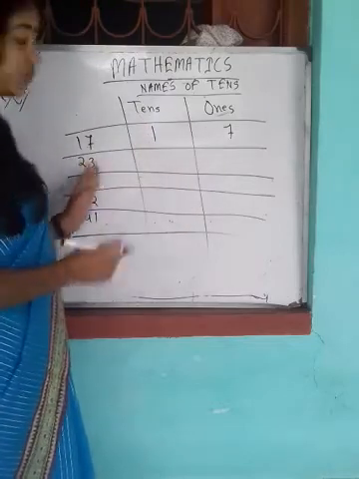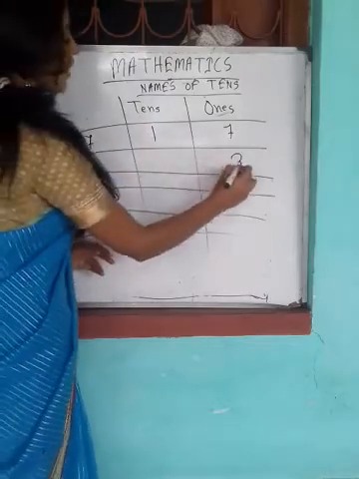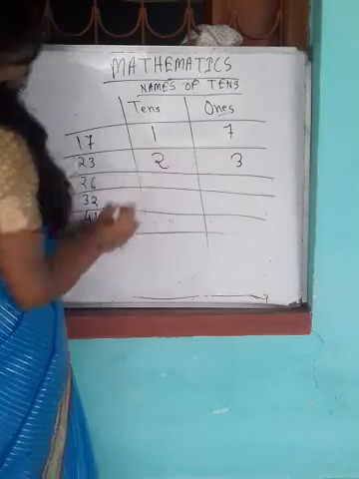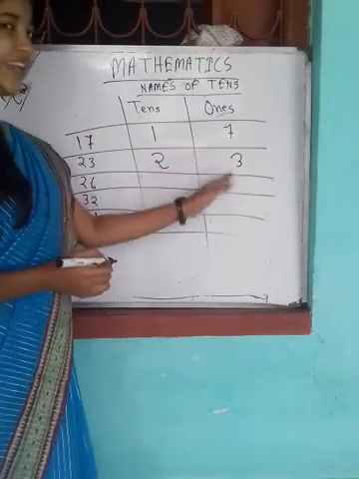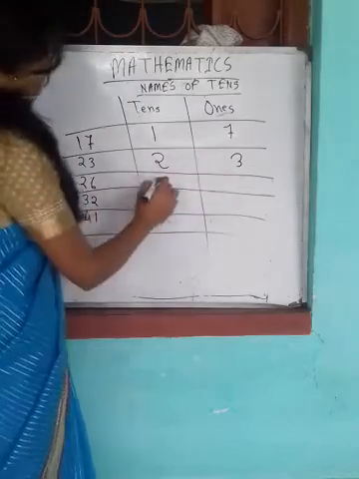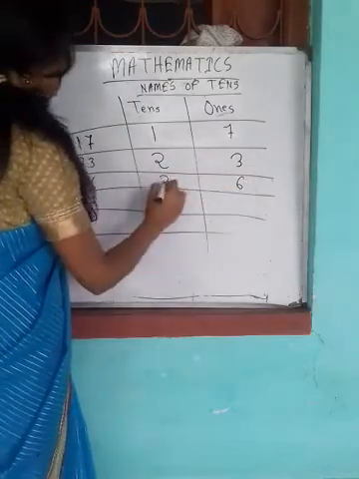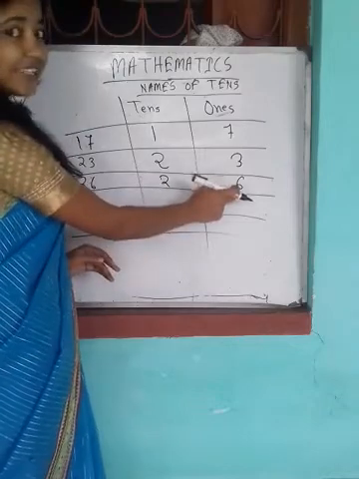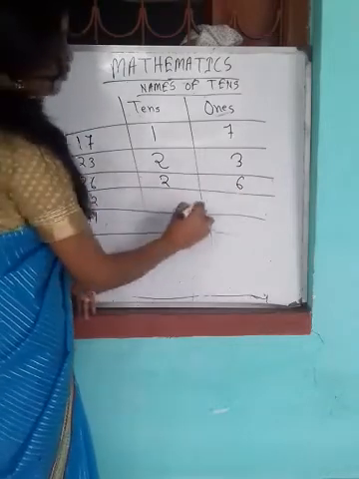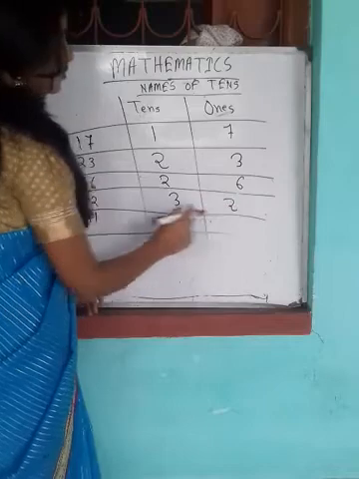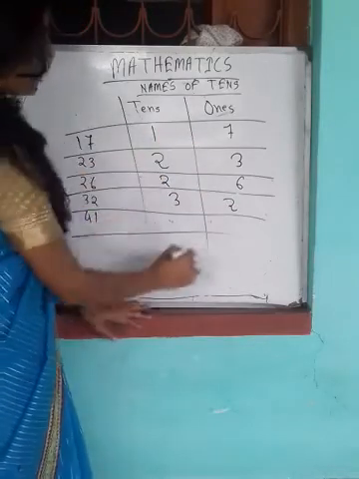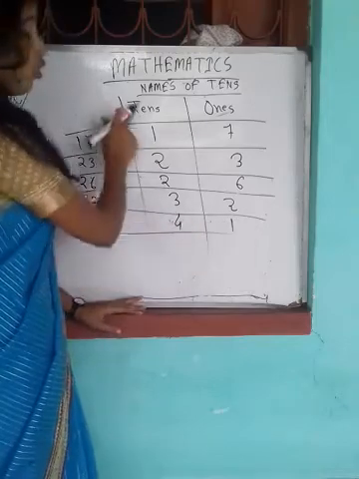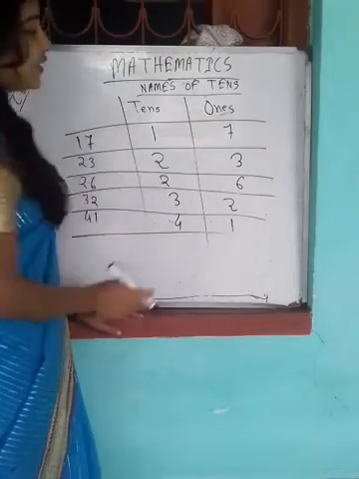For 23, 2 and 3, we will put 3 here and 2 here. So this 23 has 2 tens and 3 ones. For 26, 2 tens and 6 ones. For 32, 3 tens and 2 ones. For 41, 4 tens and 1 one.